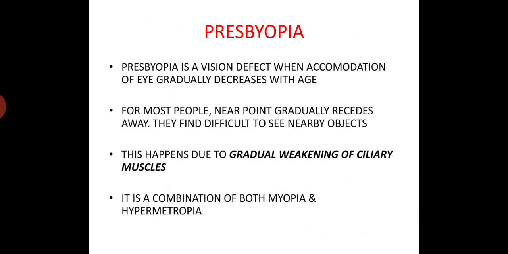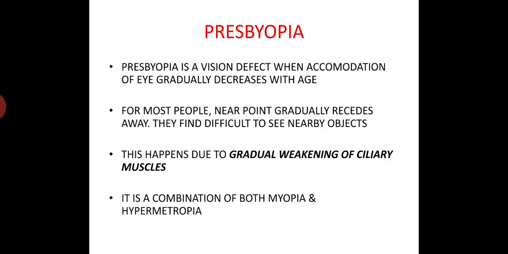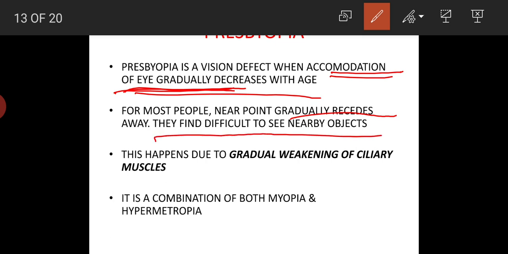Now let us see presbyopia. Presbyopia is a vision defect when accommodation of the eye gradually decreases with age. It means as your age increases, your power of changing the focal length of the eye lens decreases gradually, and as a result you cannot see the objects clearly. For most people, the near point gradually recedes. It means the near point gradually changes and they find it difficult to see nearby objects.